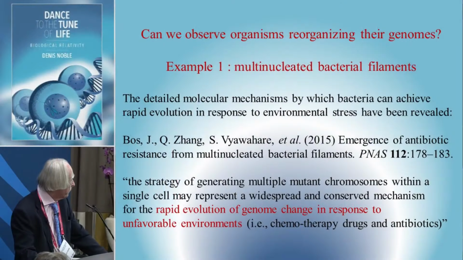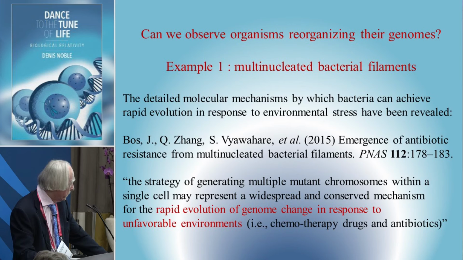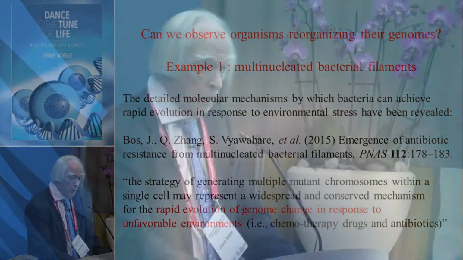So, now we come to the question, we've seen it in evolutionary history, can we see it in real time in the evolutionary process? And of course you've got to go to very simple organisms in order to do that, because you need to be able to observe a large number of generations. This is from a very recent paper in PNAS, looking at multinucleated bacterial filaments. And I've highlighted the relevant part of the text of the article. It's highlighting the rapid evolution of genome change in response to unfavorable environments. Incidentally, this of course is why we're facing a crisis with antibiotics. The ability to do this is precisely what's giving us a scare.